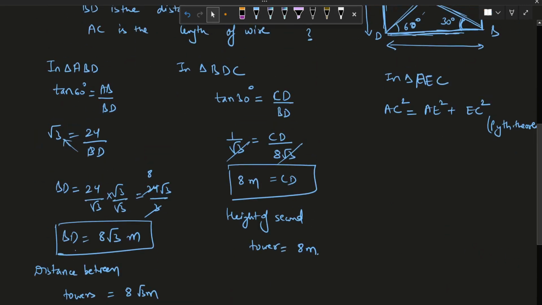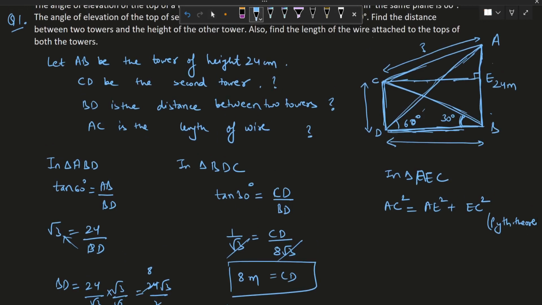Okay. So from here AC square I have to calculate. So what will be AC? It will be the root of AE square plus EC square. AE is how much? This whole thing is 24. And you know this much you got as 8 meters. So over here also this is 8. So 24 minus 8 is how much? That's 16. Okay, so AE is 16 square.